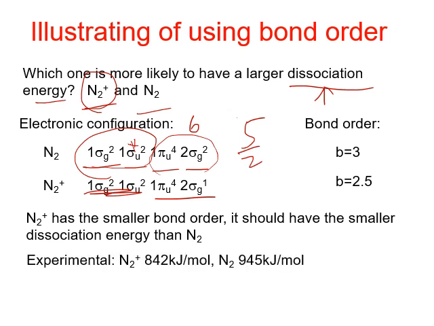Okay. In fact, the experiments show the dissociation energy of the nitrogen ion is 842, compared to 945 for the nitrogen molecule, which has a triple bond. Okay, so we can compare fluorine and fluorine ion in the same way here. We have a homework that does other atoms and ions.